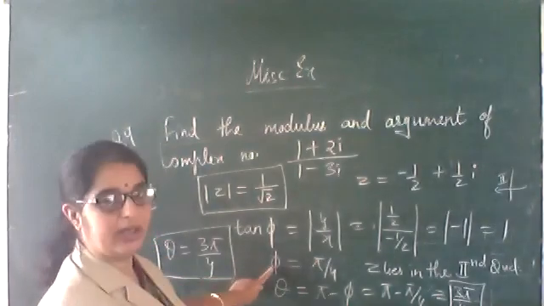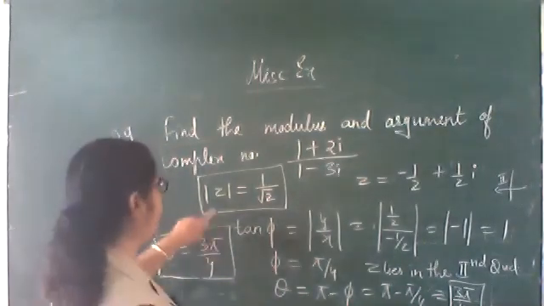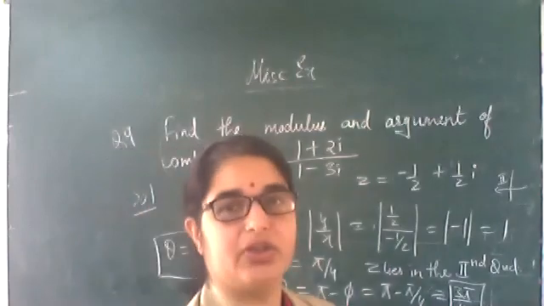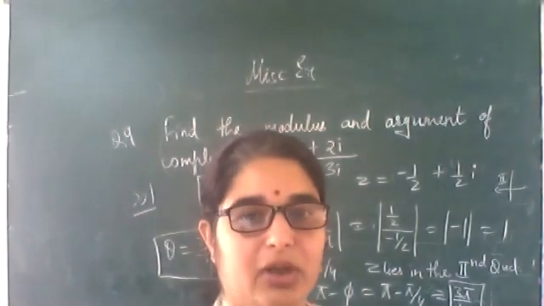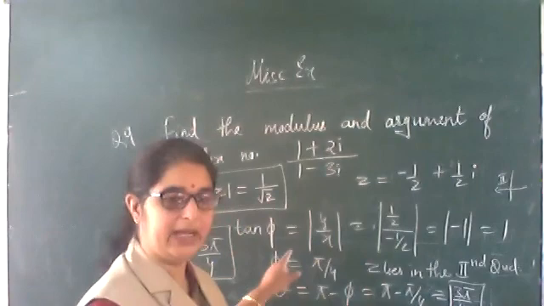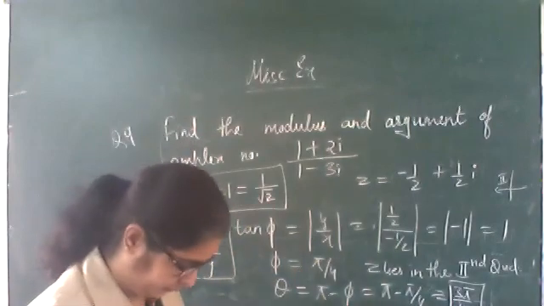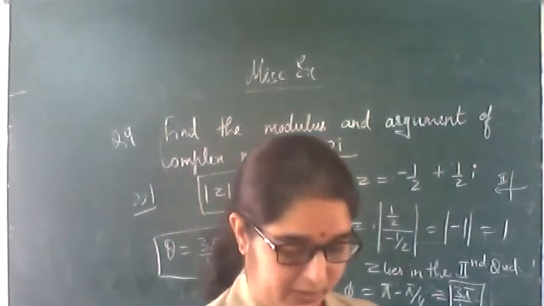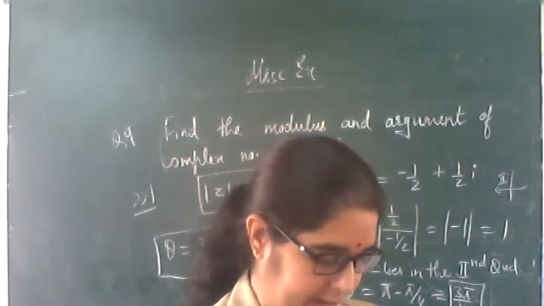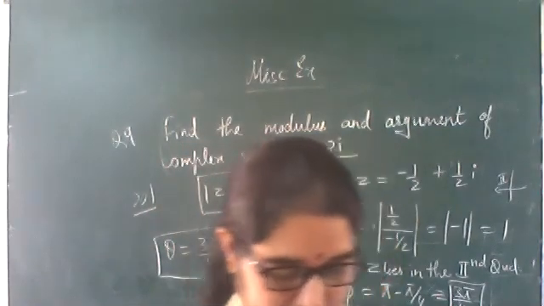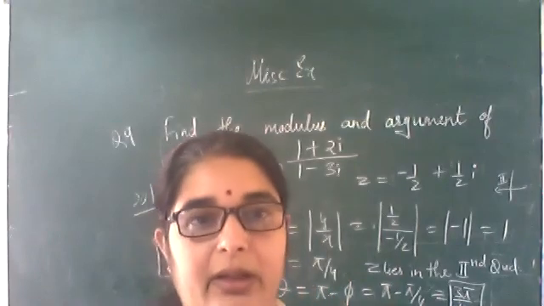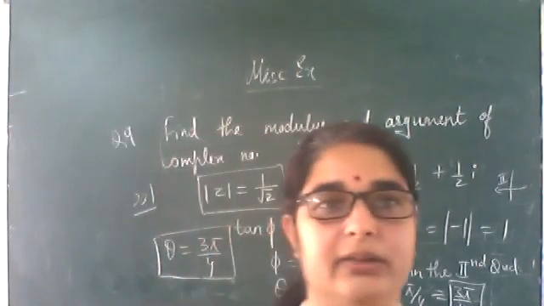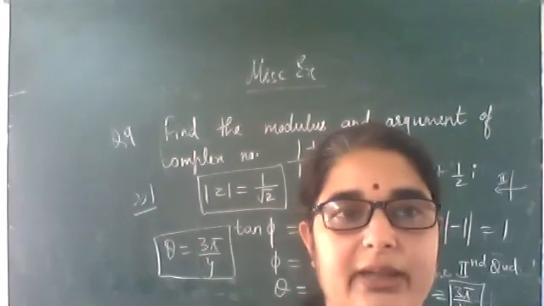Theta is the argument. This phi is not the argument. Always keep this thing in mind. So you got these two values: modulus of z is 1 by root 2, and theta is equal to 3 pi by 4. Is that clear, everyone? Yes, ma'am. Okay then. Thank you, class.